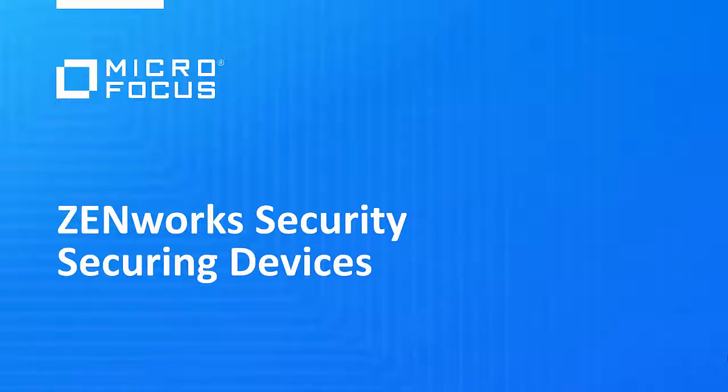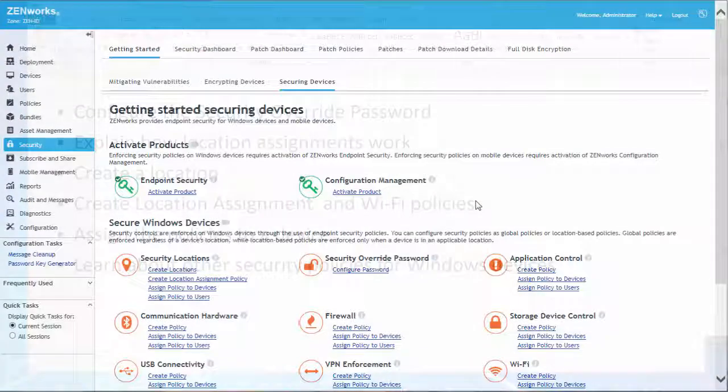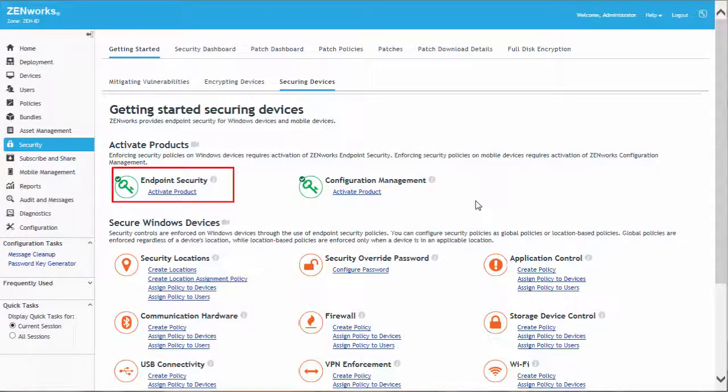In this video, we will demonstrate how to secure your Windows devices using location assignments and security policies in Endpoint Security. This will include creating a location assignment policy and two Wi-Fi policies, and assigning them to a managed device. We will also set the security override password and briefly introduce the other Windows security policy options in ZENworks. We've previously activated Endpoint Security to enable the quick links that are provided in the Secure Windows Devices section.